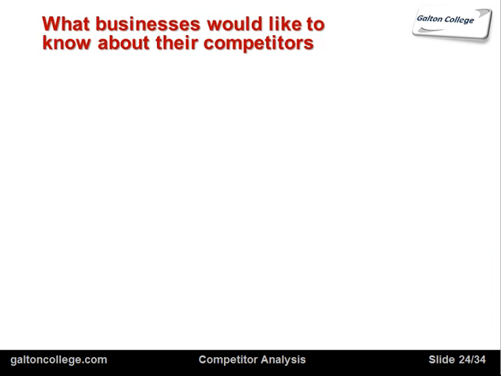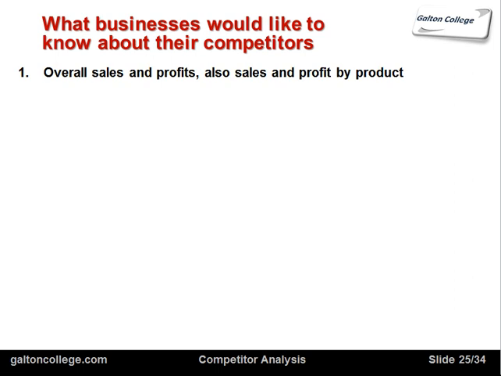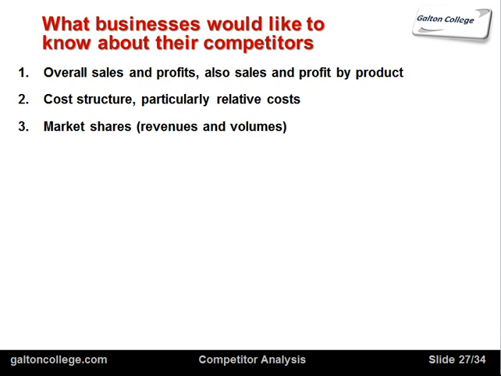Now, what would businesses like to know about their competitors? Well, they'd like to know what the overall sales and profits are. Clearly, that's probably the most important part. How much are they selling, and what profit are they making? Secondly, what cost structure have they got? How are the costs worked out? How is the product produced, and how are the costs allocated between different parts of the production process? Nitty-gritty information about costs would help, because then the company can compare it with its own experiences and find out whether they are more efficient or less efficient. What are the market shares? How much of the market are the competitors taking? That's an important figure.